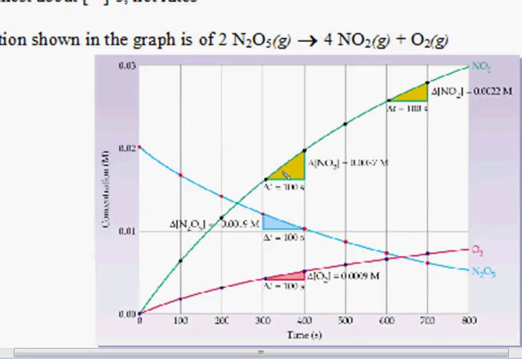Some things to notice. There are these little boxes here, these little triangles that are sort of colored in, and those are representing our initial rates, also known as our instantaneous rates. They're instantaneous because they're just looking at a particular area of the curve. So in one instance, it's time of 300 to 400 seconds. And in another instance, as we look over to the right, we're going between 600 and 700 seconds.